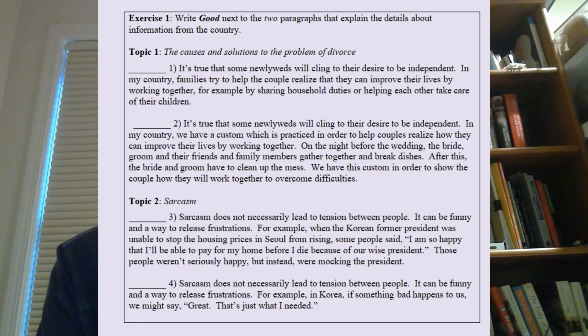So let's give them another juxtaposed paragraphs, and this topic is sarcasm. So they're going to juxtapose number 3 and number 4 and choose the best one.